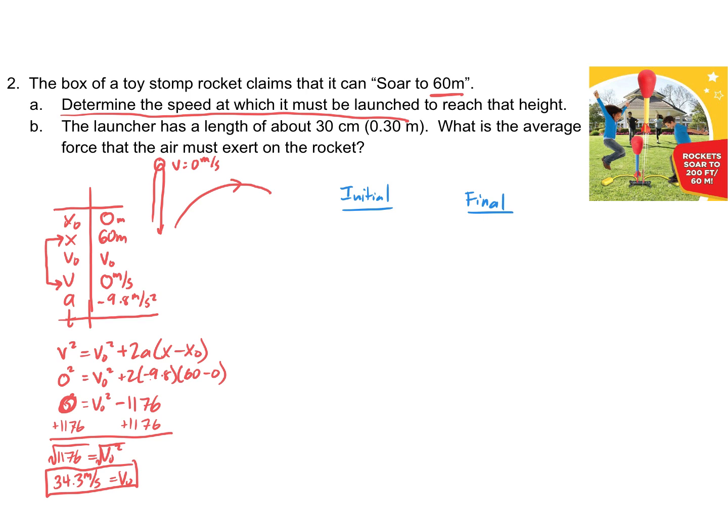Not the beginning, because at the beginning there's an outside force. There's going to be the force of the launcher pushing it upwards, and I don't know how much force is there. It actually asks that in the next question. Letter B says, what is the average force? So I'll get there eventually, but right now I don't know that. So I'm going to assume that we're starting with the speed right as it leaves.